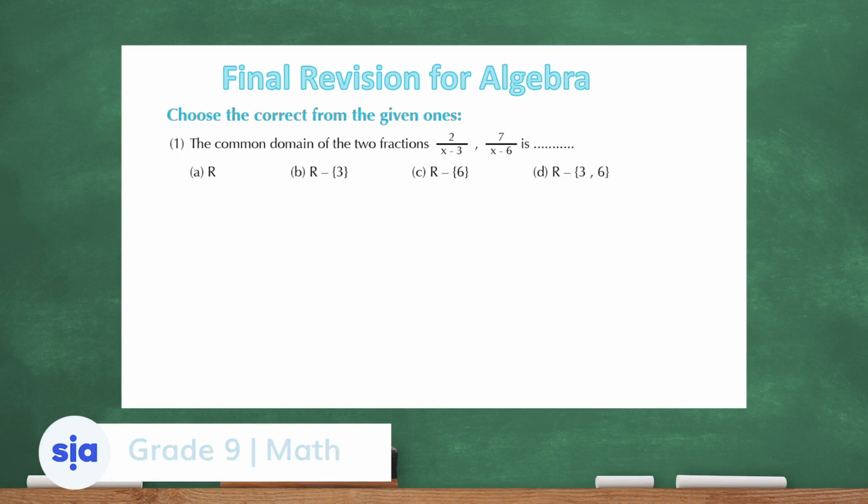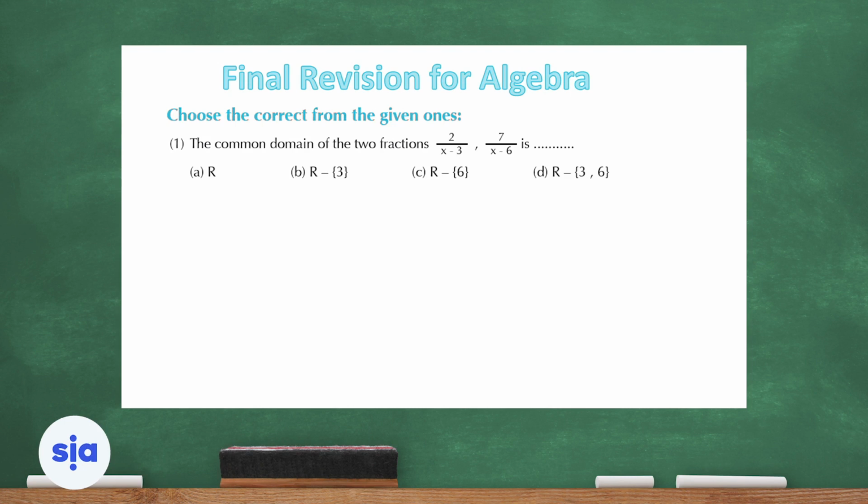Question 1. The common domain of the two fractions 2 over x minus 3 and 7 over x minus 6 is what? The domain of the first fraction is all real numbers except 3. And the domain of the second fraction is all real numbers except 6. So in this case, the common domain is all real numbers except 3 and 6.